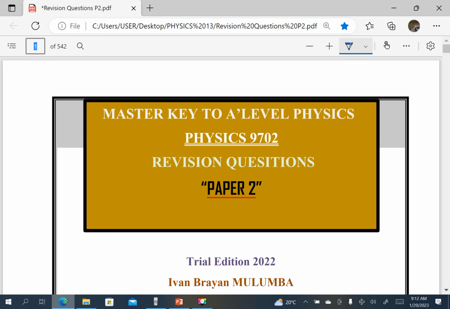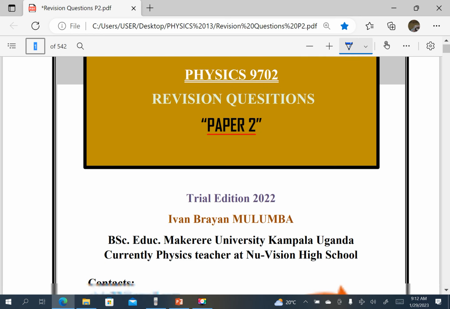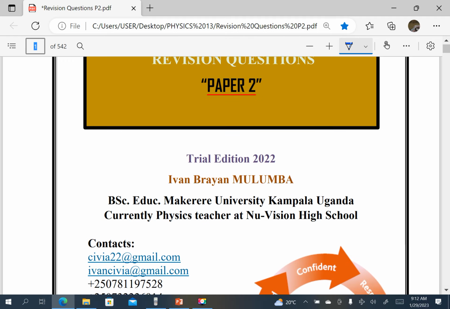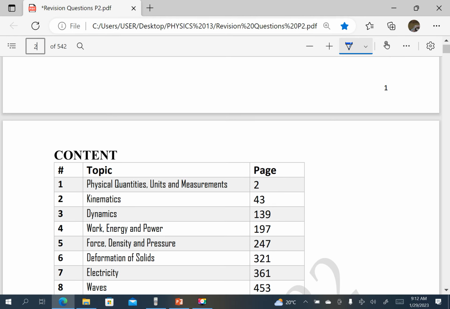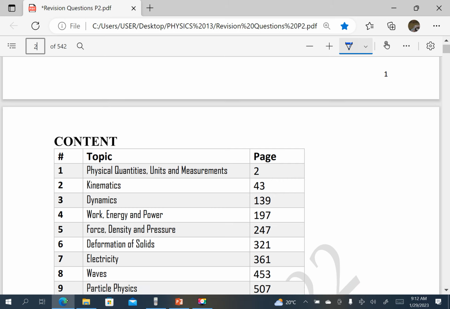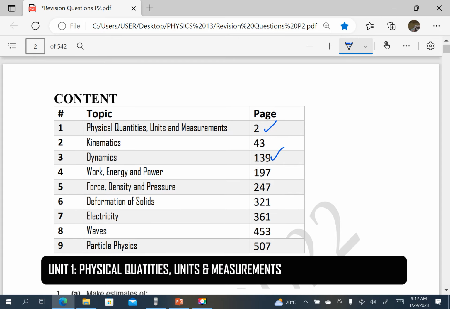So this is the document, Master Key to A-Level Physics, revision questions, that is in paper 2. And this is the table of content. Remember, we have already uploaded a video of physical quantities and units. We have finished dynamics. We have, I think, finished waves. We have finished particle physics. I think we have finished deformation of solids. And now we are looking at work, energy, and power. So we are here.